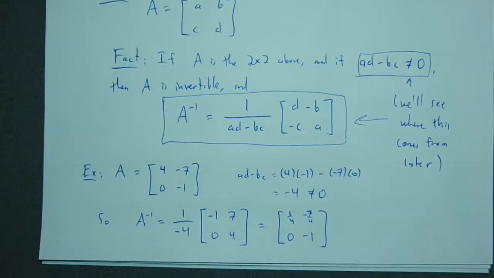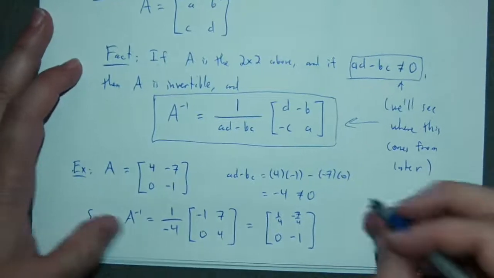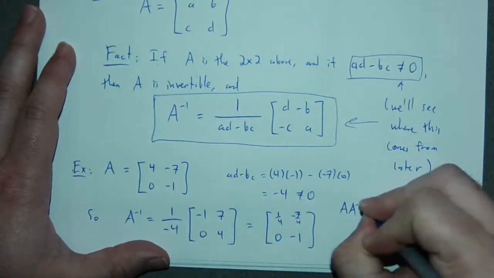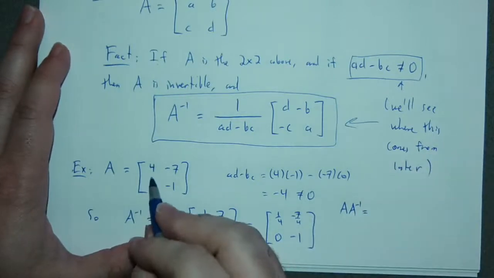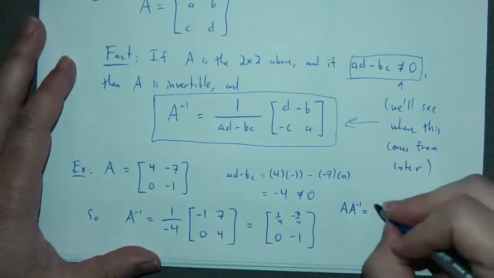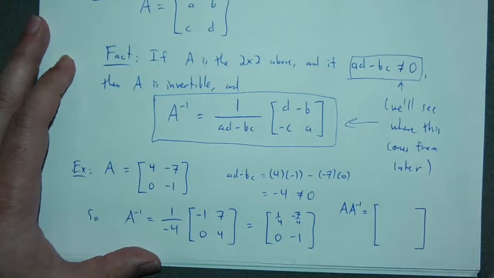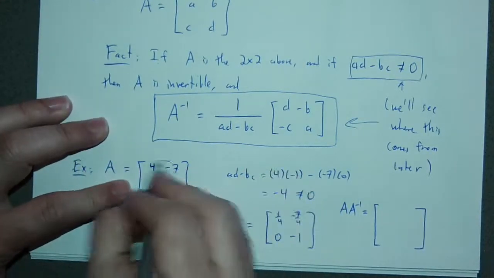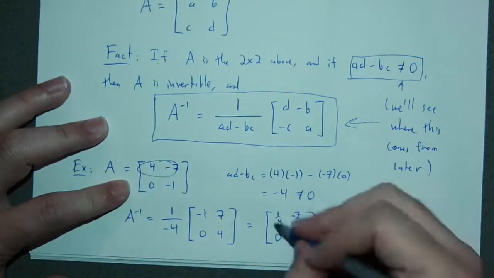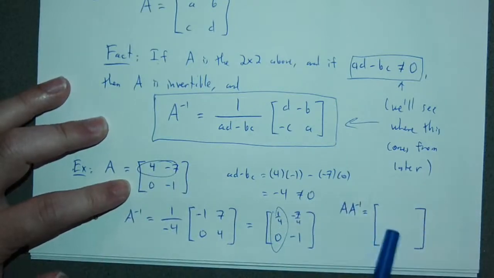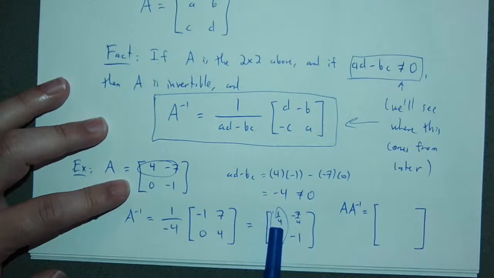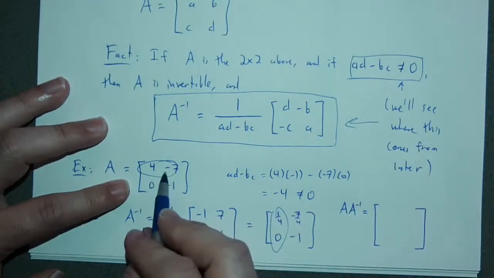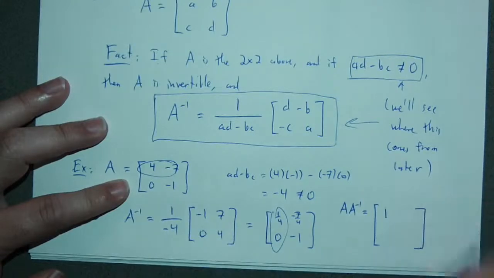So let's check that these two things are actually the identity. A times A inverse: here we're checking, I get first row times first column. So this is 4 times 1/4, that's 1, plus minus 7 times 0, so that's 1.